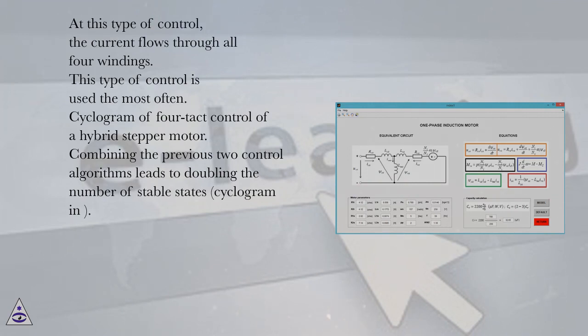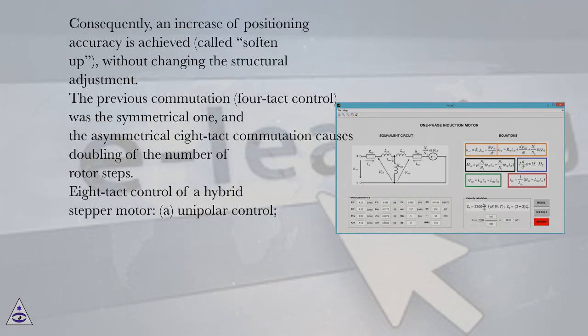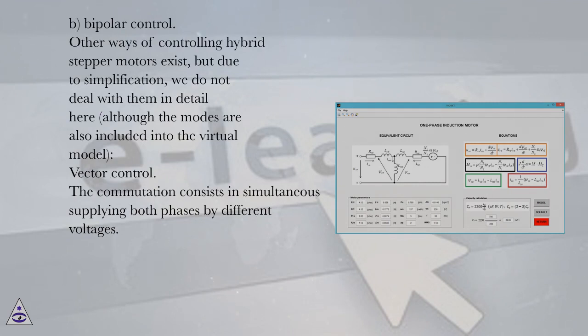Combining the previous two control algorithms leads to doubling the number of stable states, cyclogram N. Consequently, an increase of positioning accuracy is achieved, called softening, without changing the structural adjustment. The previous commutation, 4-tacked control, was the symmetrical one, and the asymmetrical 8-tacked commutation causes doubling of the number of rotor steps. 8-tacked control of a hybrid stepper motor, A, unipolar control, B, bipolar control.